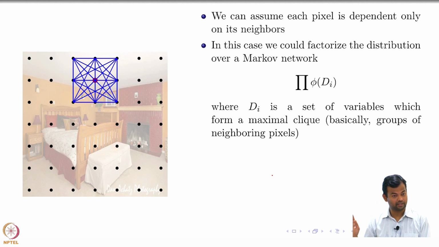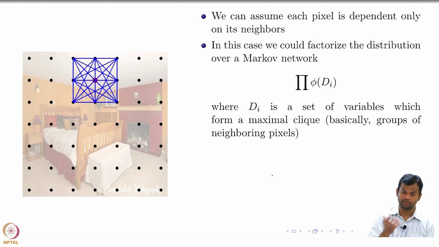I can make the simplest assumption that each pixel only depends on its immediate left neighbor or right neighbor, right? That's the same as what we decided in the case of words, that each word only depends on the previous words. I can make that kind of assumption also. Whatever assumption I make, the distribution would factorize accordingly, okay?